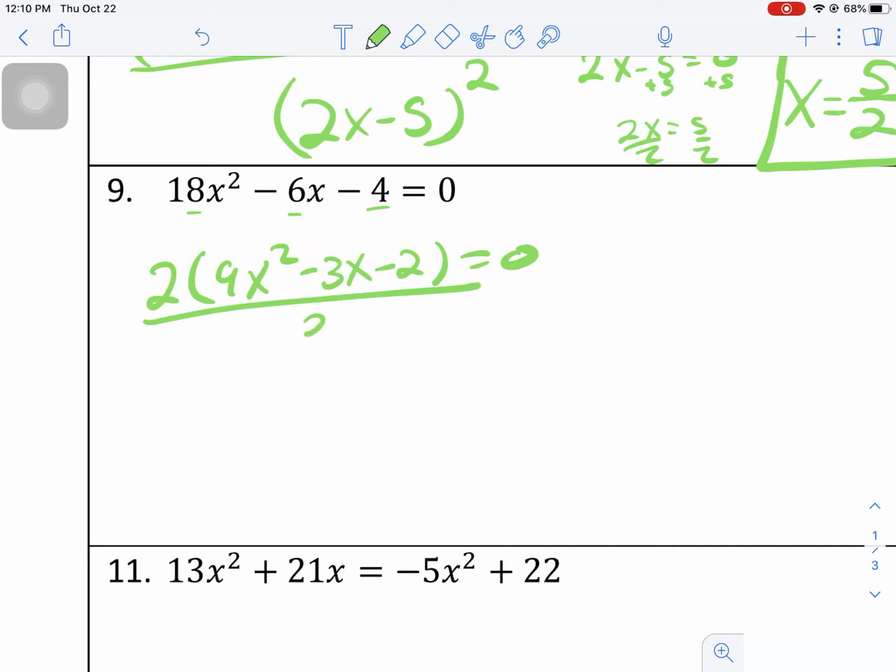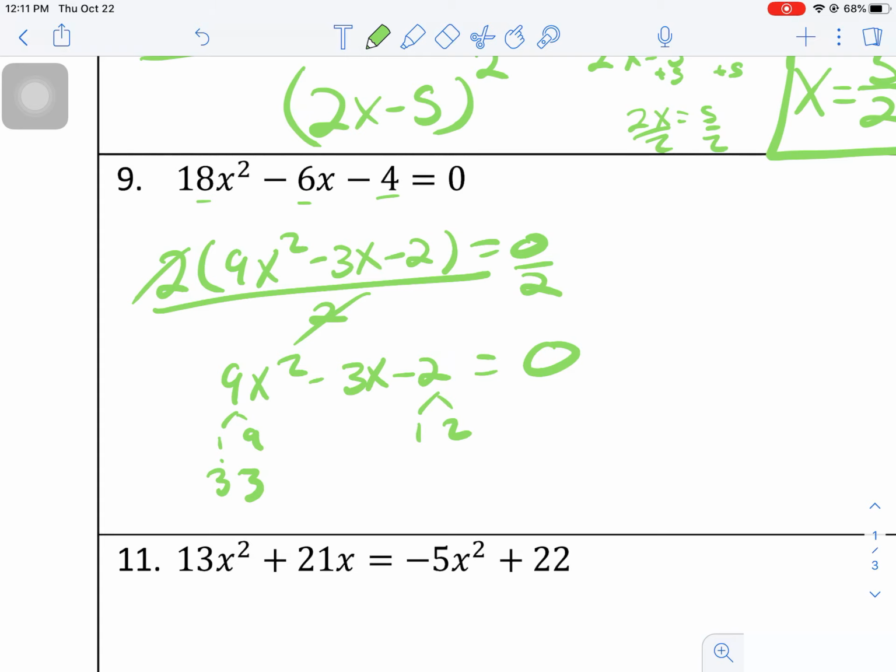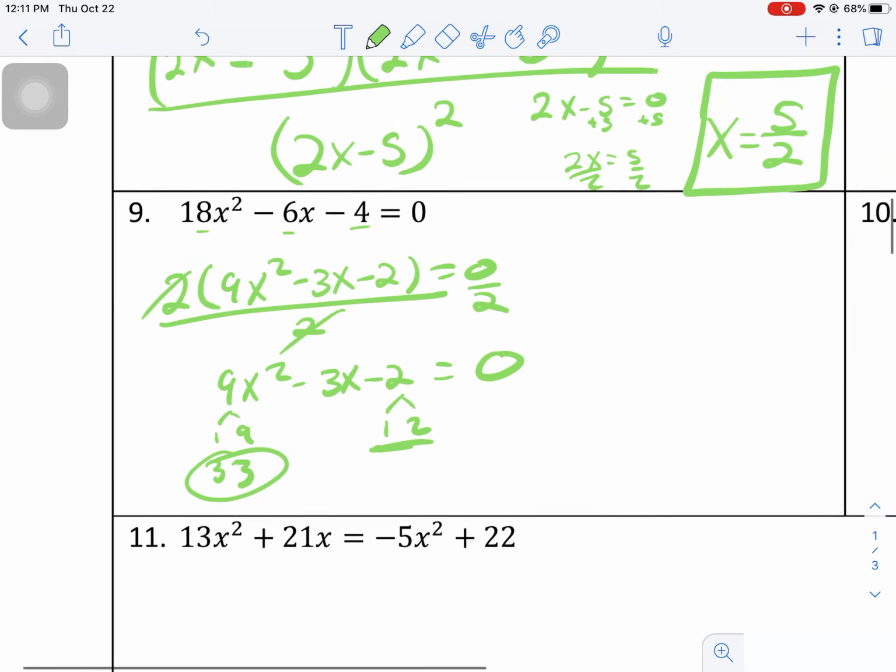Factors in the front are 1 and 3, or 1 and 9, 3 and 3, 1 and 2 in the back. If I'm looking at 1 and 9, we need -3 in the middle. I'm kind of leaning towards 3 and 3 because we have to work with 1 and 2, so I'm going to start there. So let's go 3x, 3x.